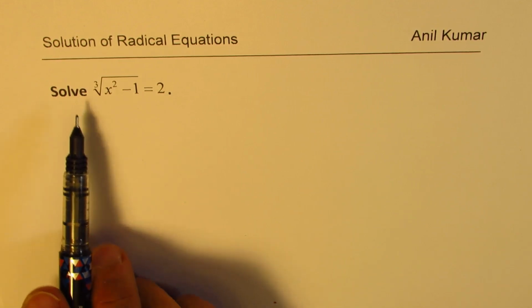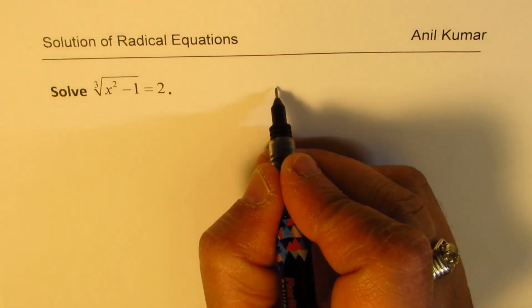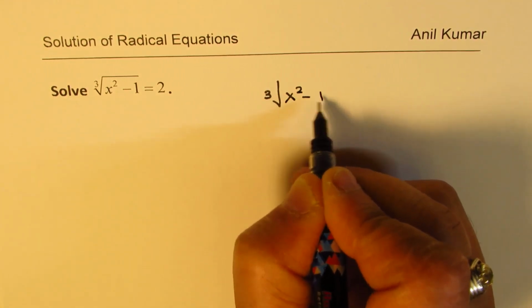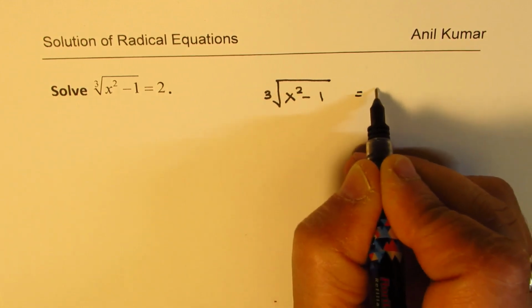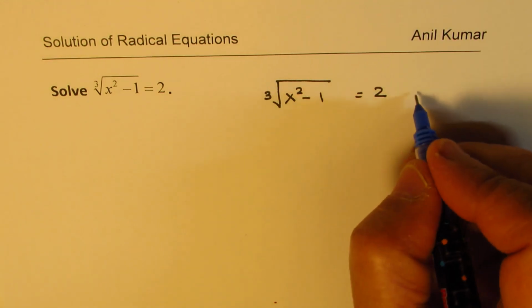Here we need to solve cube root of x square minus 1 equals to 2. So we are given the equation cube root of x square minus 1 equals to 2. Now our first step is to get rid of the radical. So what we will do here is we are going to cube both sides.